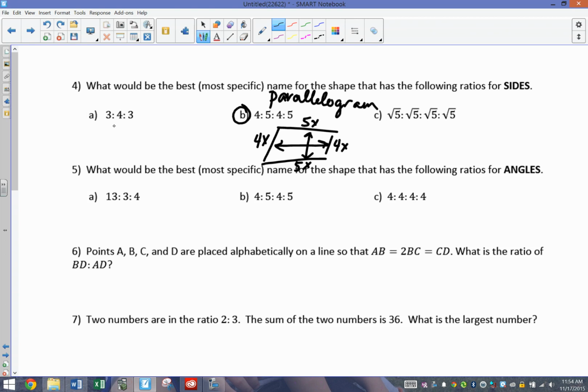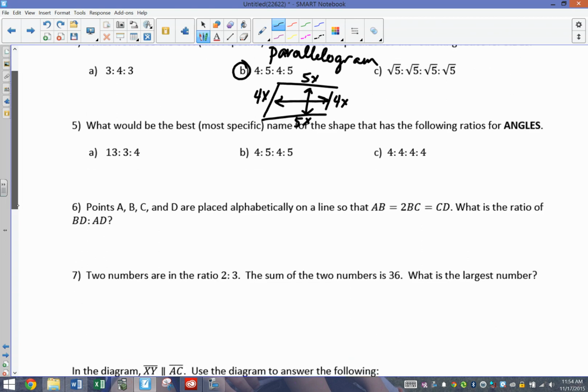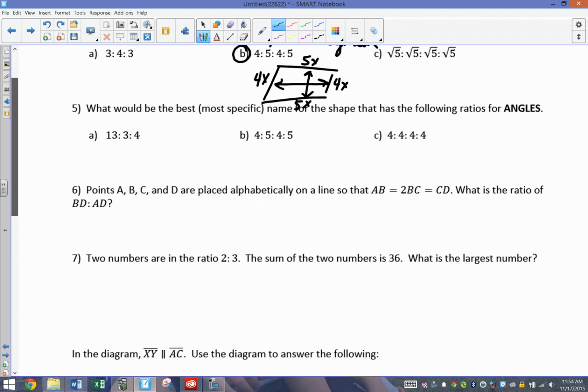And then you're going to do the same type of thing for these, okay? What would be the best or most specific name for a shape that has the following ratios for angles? All right, I'm going to again do B here. If I have a 4-sided figure, I don't know that we've said this in a while, but a 4-sided figure has a grand total of 360 degrees with its angles. A triangle has 180 degrees, 4-sided has 360. Think about a square, 4 90s would add up to 360.